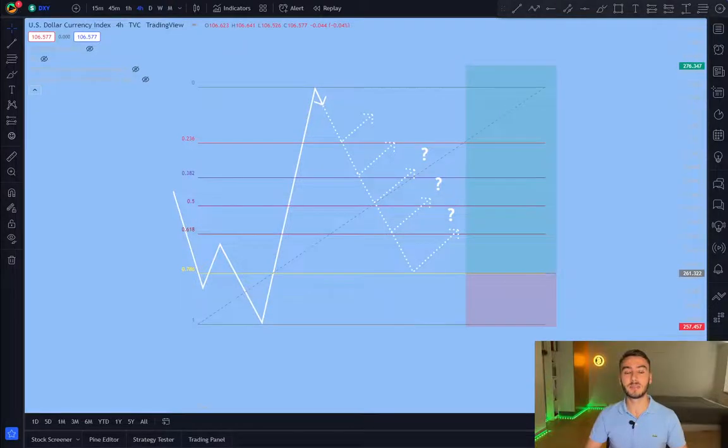The Fibonacci retracement tool is one of the most used tools by traders due to its precision, and yet most of the people still use it wrong until today.